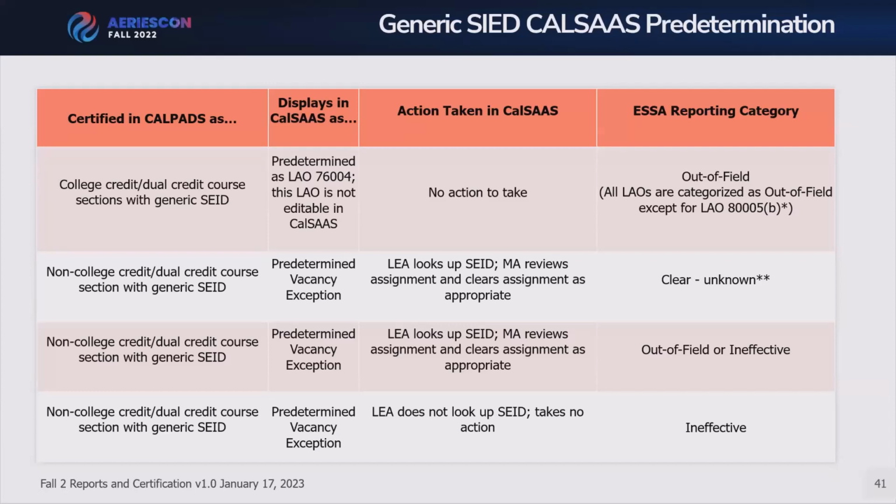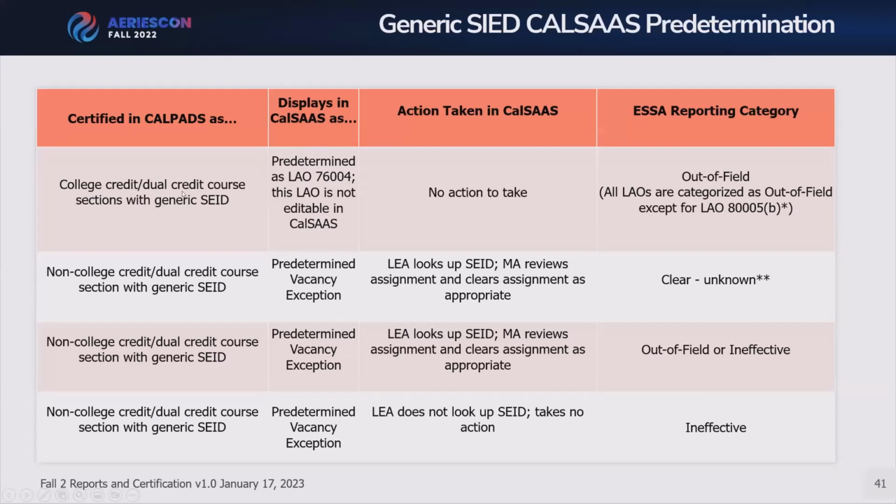You're going to report that instruction still, and you're going to use the generic SEID. You're just going to have to resolve that potential misassignment later on in the CALSAAS process, not in CALPADS. And so this table was taken from Flash Message 218, and it pretty much tells you any use of the generic SEID is going to be a predetermined vacancy exception unless it's identified as a college credit course.